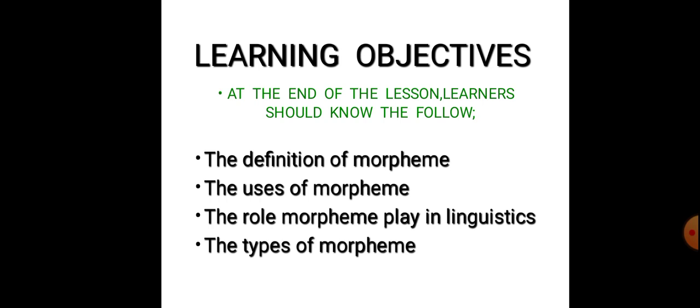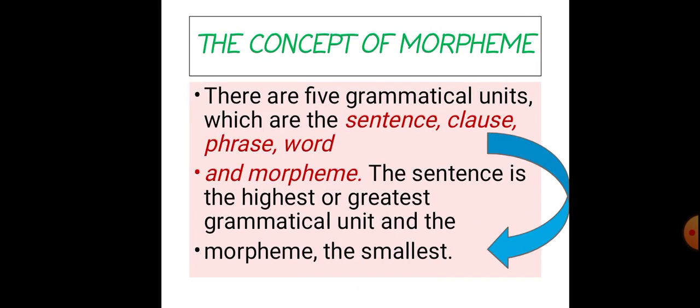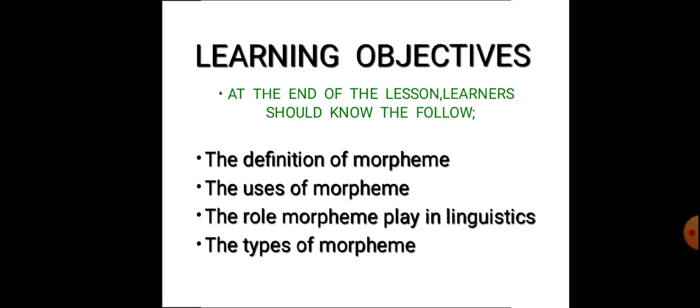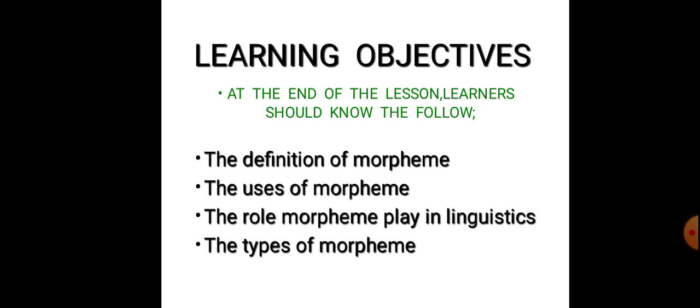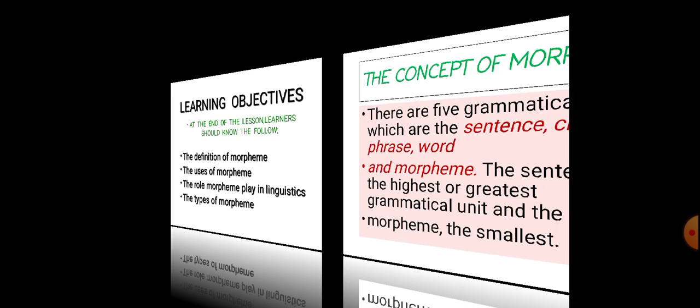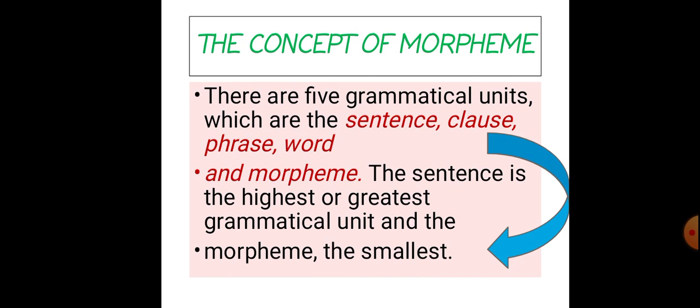Learning objective. At the end of the lesson, learners should know the following: the definition of morpheme, the uses of morpheme, the role morpheme plays in linguistics, and the types of morpheme. We have concepts of morphemes. That's the sentence, clause, phrase, word, and morpheme.